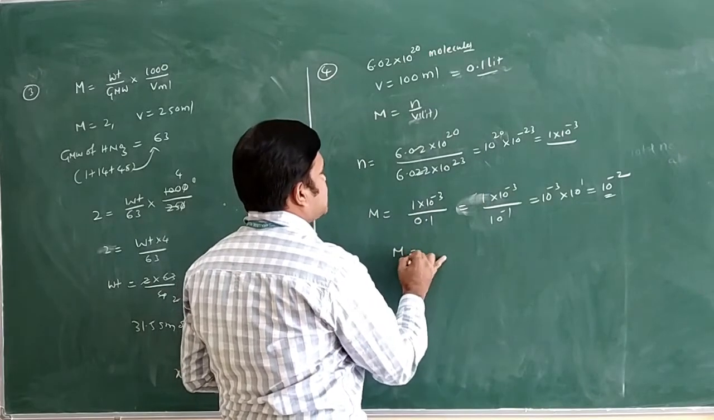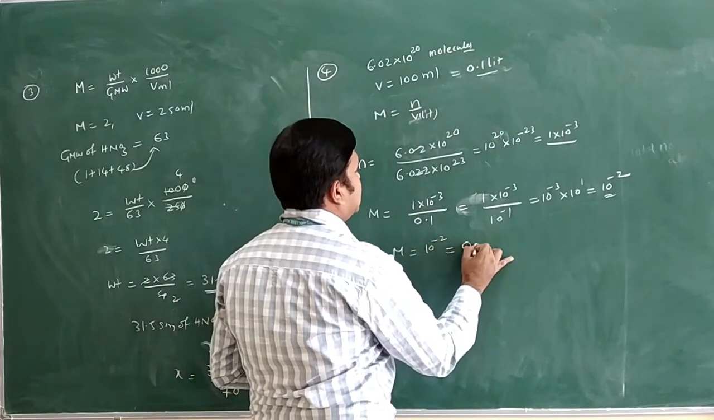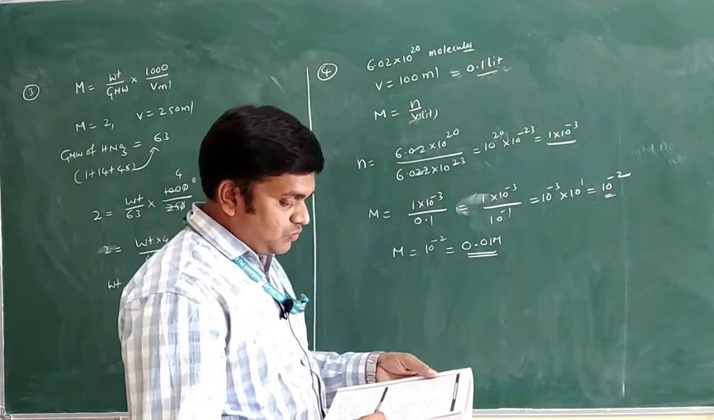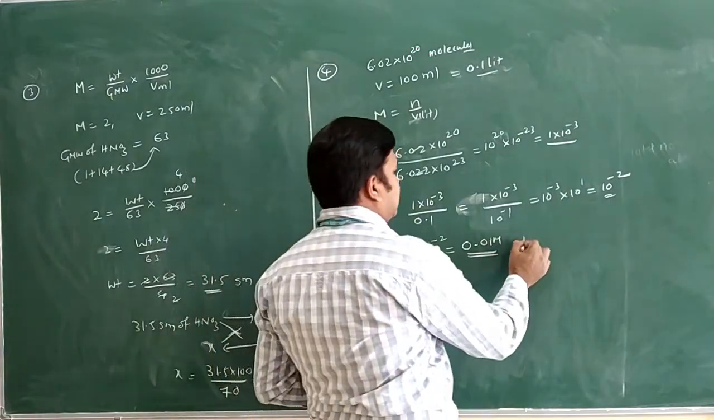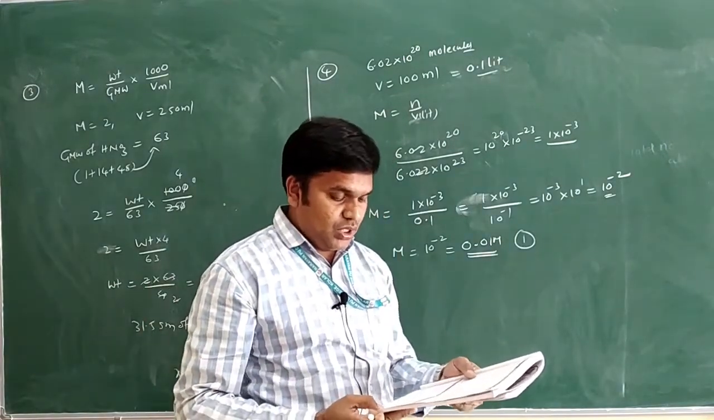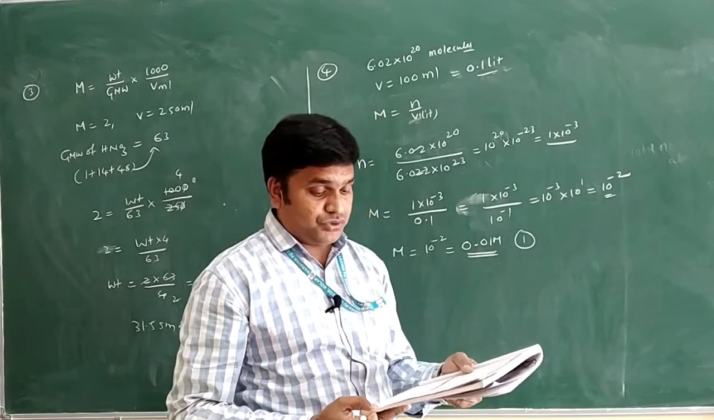Now molarity is equal to 10 power minus 2, which means 0.01 molar only. So what answer will we take here? Option 1 for this question only. So this is question number 4.